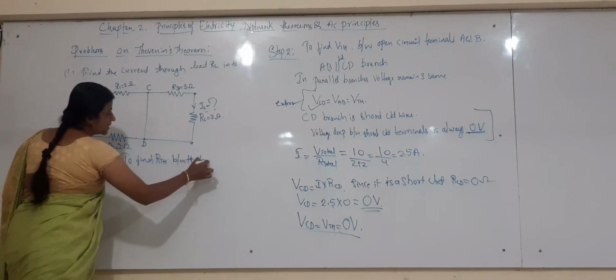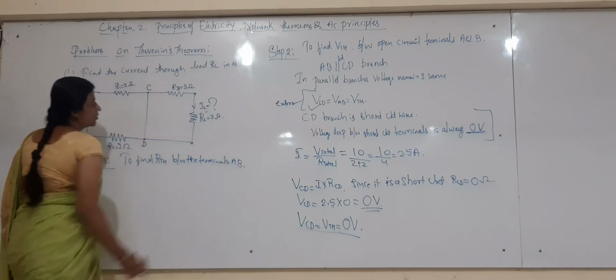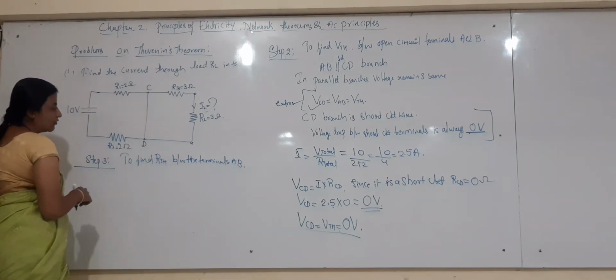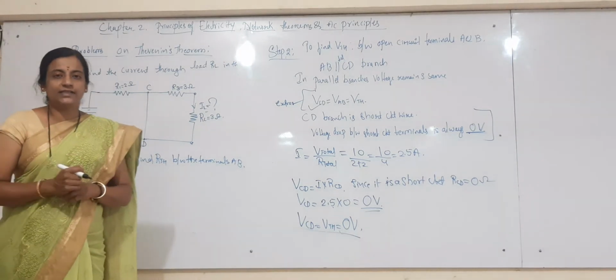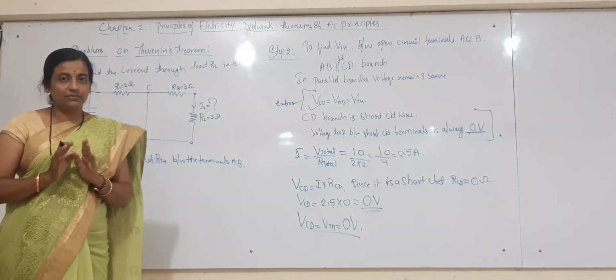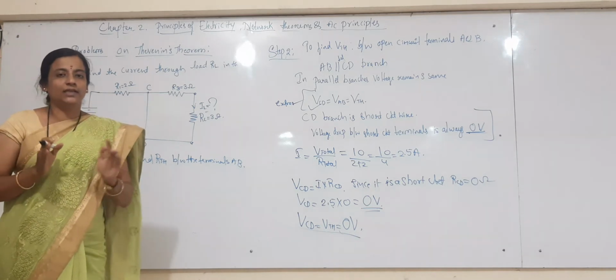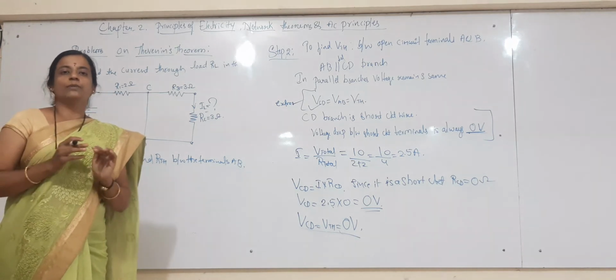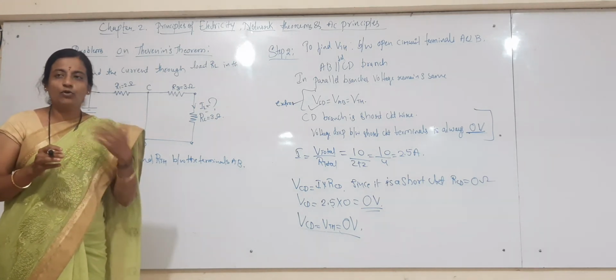Between the terminals A and B, we have to find the RTH. In order to find the effective resistance, wherever voltage sources are there, they are going to be shorted. Wherever a current source is there, it is going to be replaced with an open circuit.